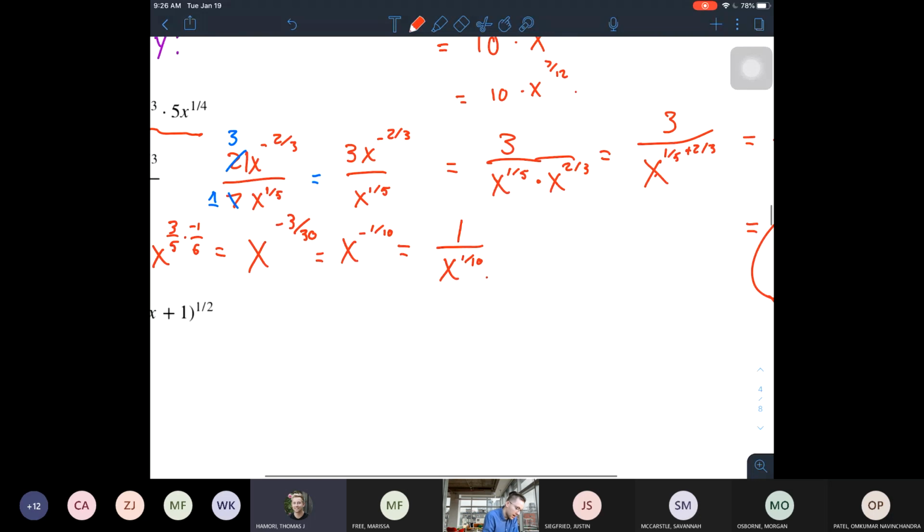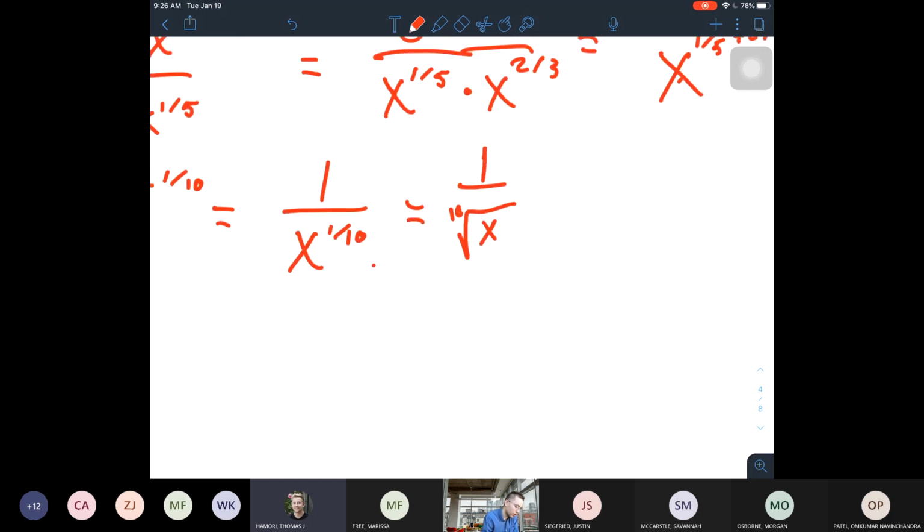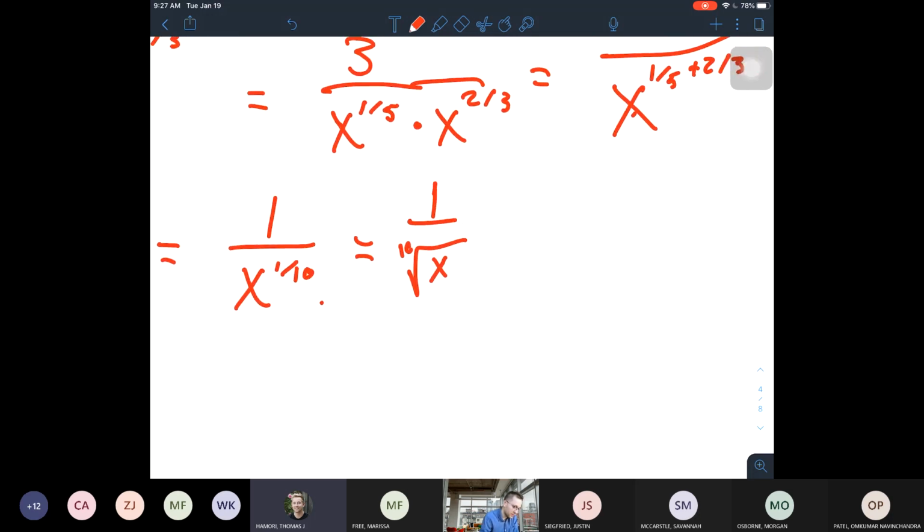Technically speaking, this is equal to 1 over the 10th root of x, because the 1 over 10 power is the 10th root of x. And technically speaking, we should rationalize that denominator. If I have a 10th root of x, I undo a 10th root by taking a 10th power. So in order to get a total of 10, I need to multiply this whole thing by the 10th root of x to the 9th power on the top and bottom.